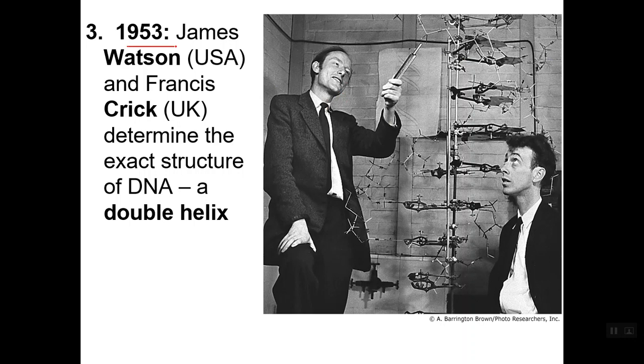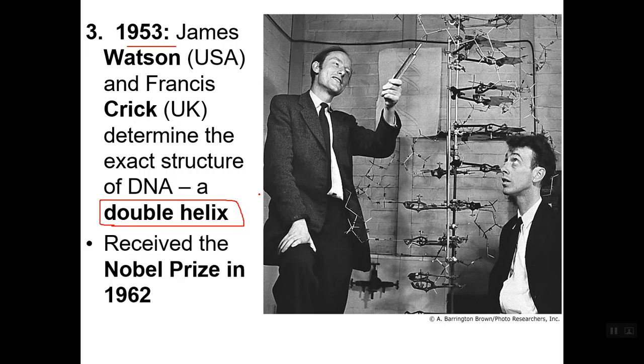Notice that it's only 1 year later. This is them, this is their model, and they get credit for building the first double helix model of DNA, the first accurate double helix model of DNA. And then they got the Nobel Prize in 1962.